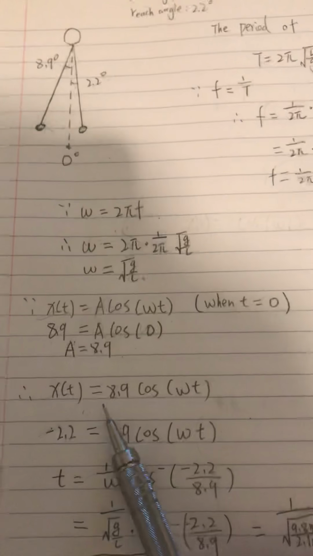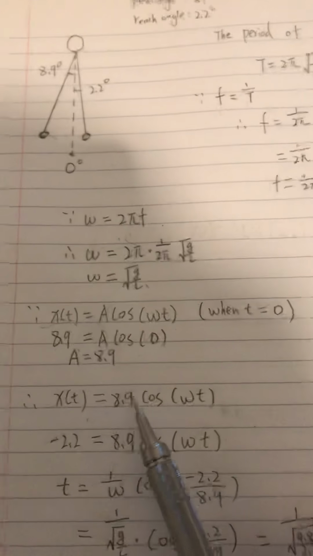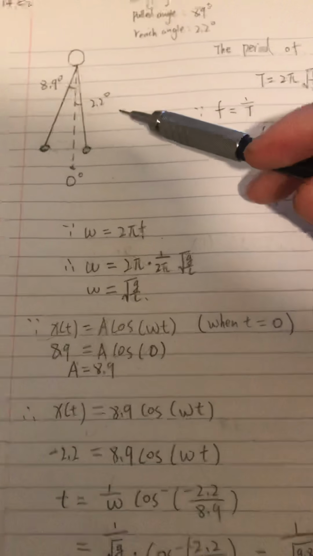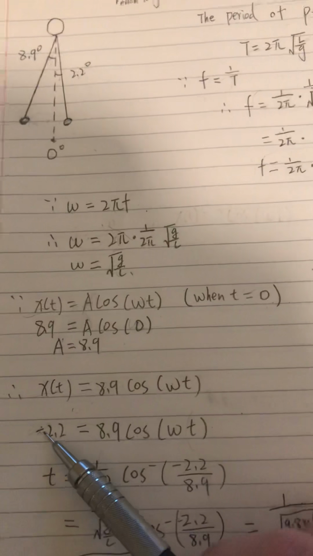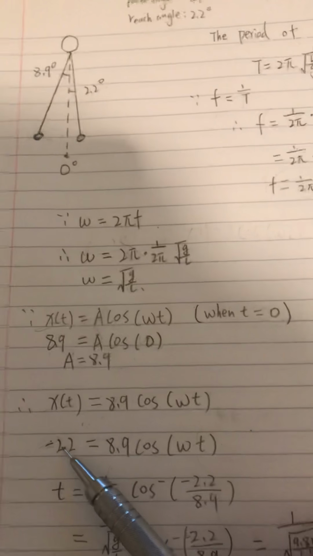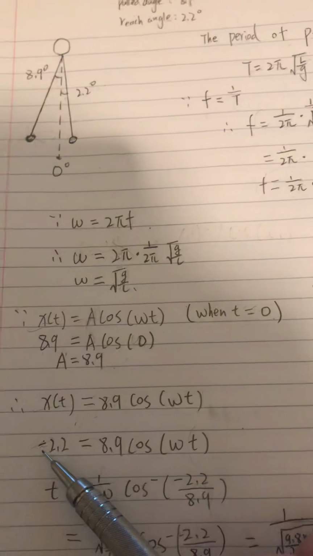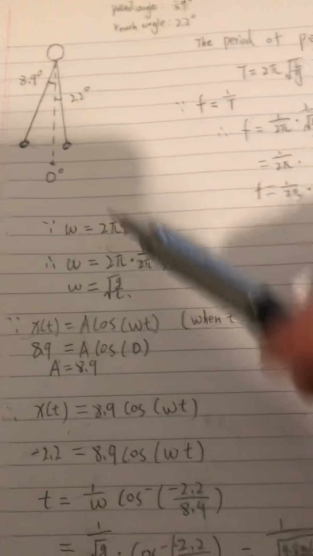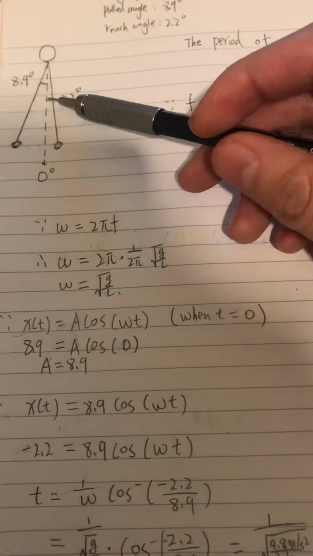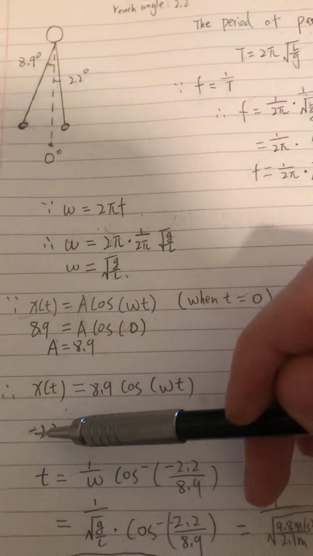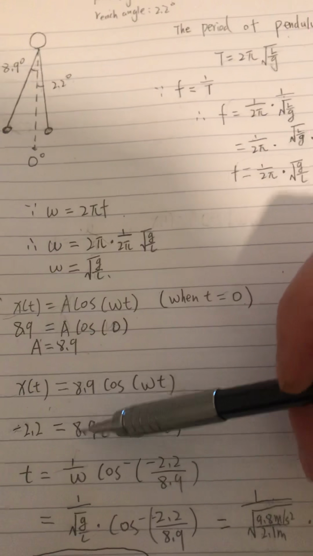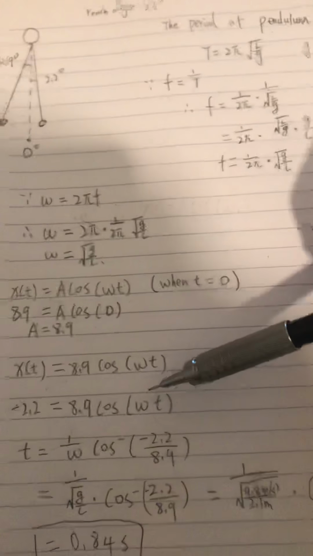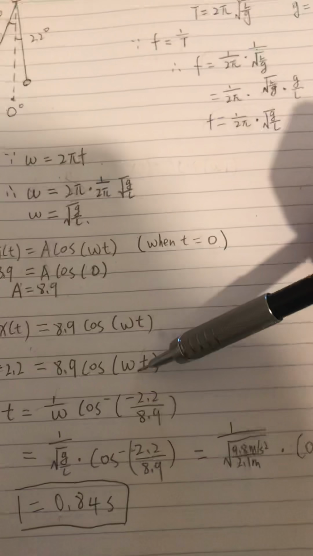So we're gonna solve for t when the angle is 2.2 degrees. You have to put a negative here because the wave is on the right side. So negative 2.2 is equal to 8.9 times cosine omega times t. So we're gonna solve for t.